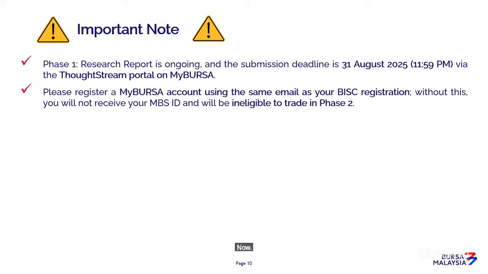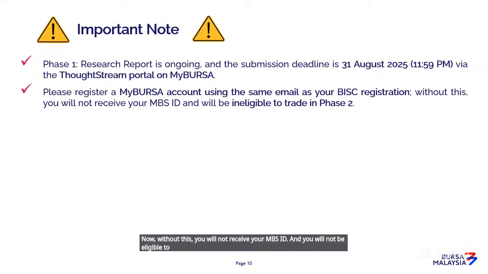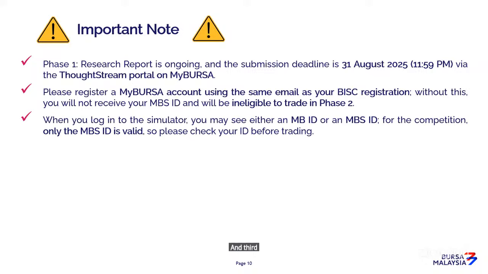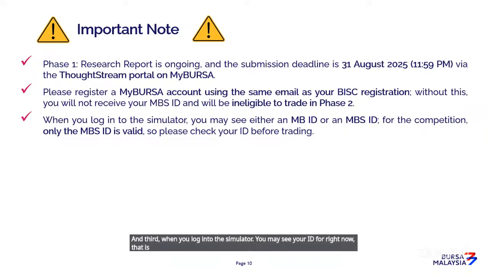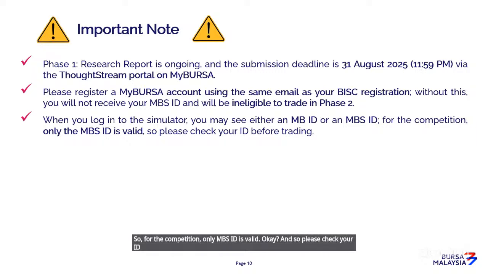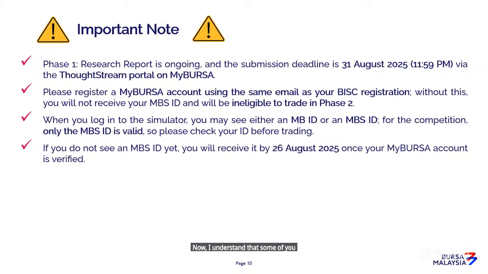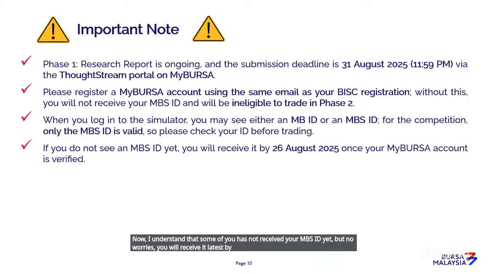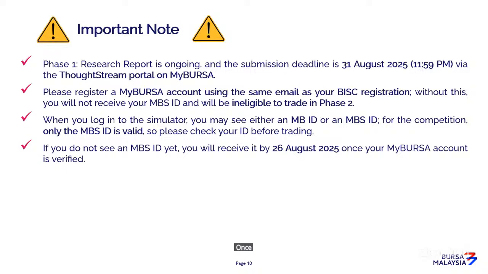Now, without this, you will not receive your MBS ID and you will not be eligible to trade in phase 2. And third, when you log into the simulator, you may see your ID for right now. That is, the ID is either MBID or MBS ID. So for the competition, only MBS ID is valid, okay? And so please check your ID before trading. Now I understand that some of you have not received your MBS ID yet, but no worries, you will receive it latest by 26th of August once your My Bursa account is verified.